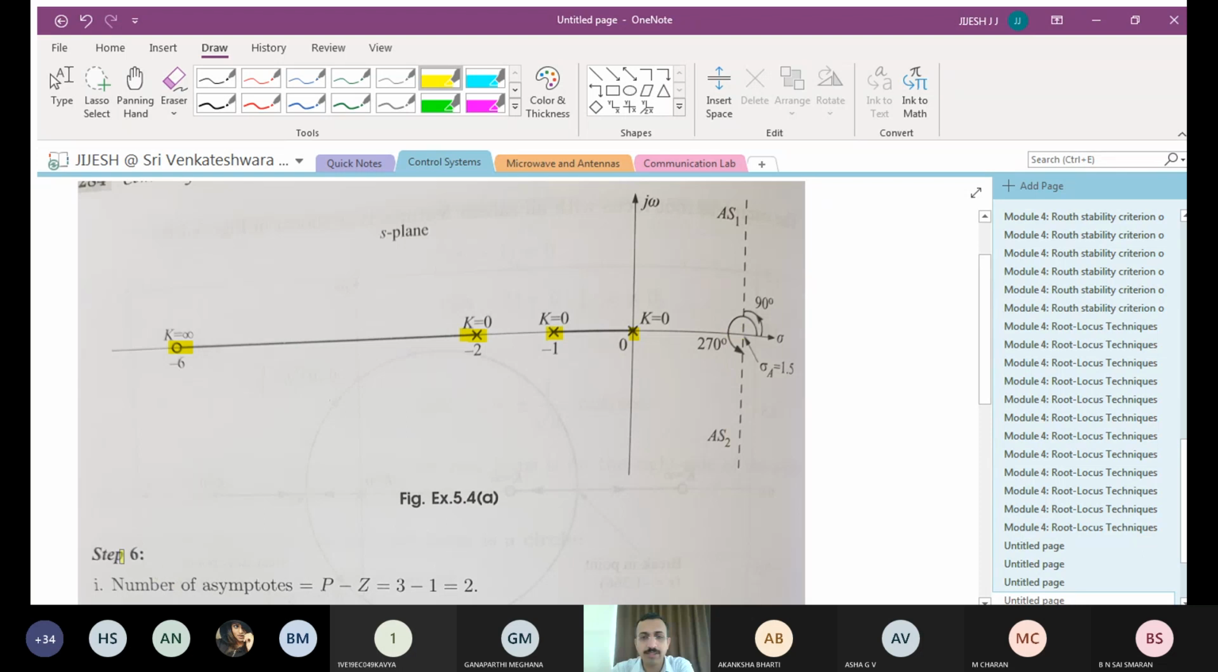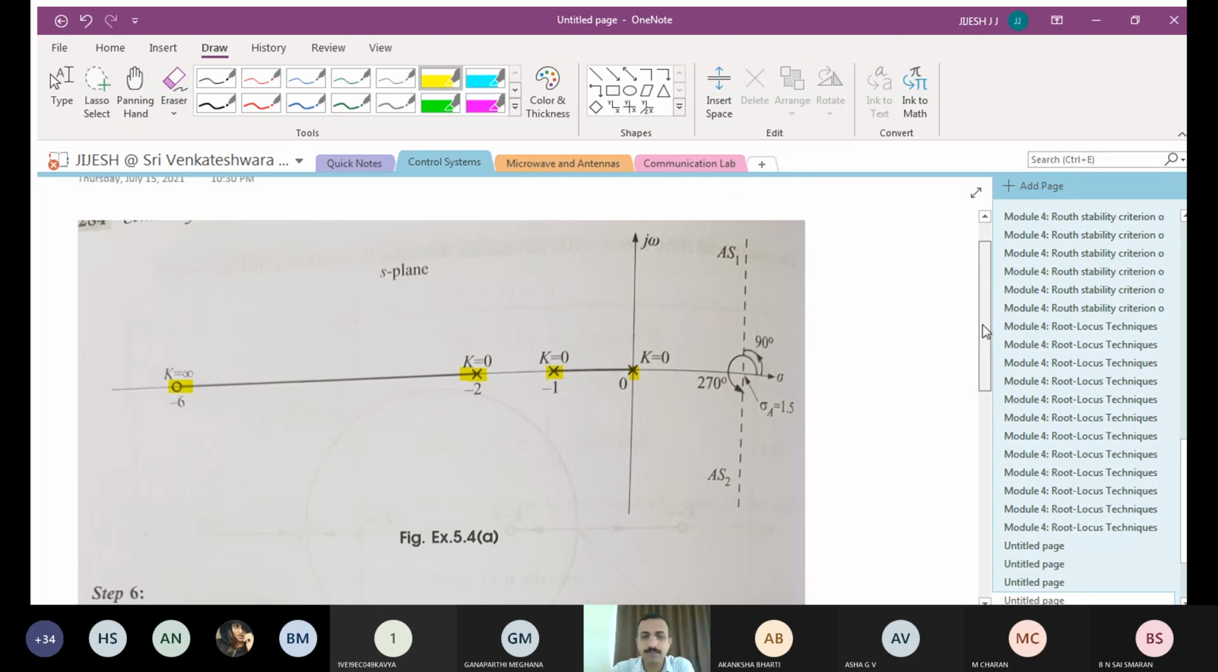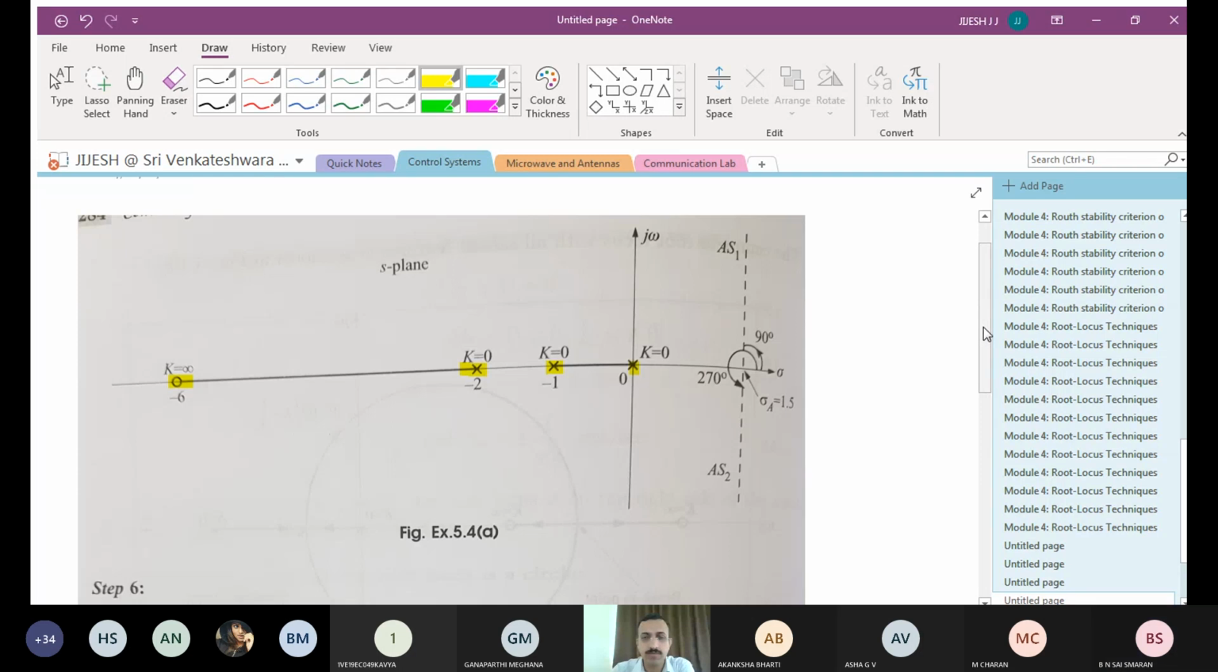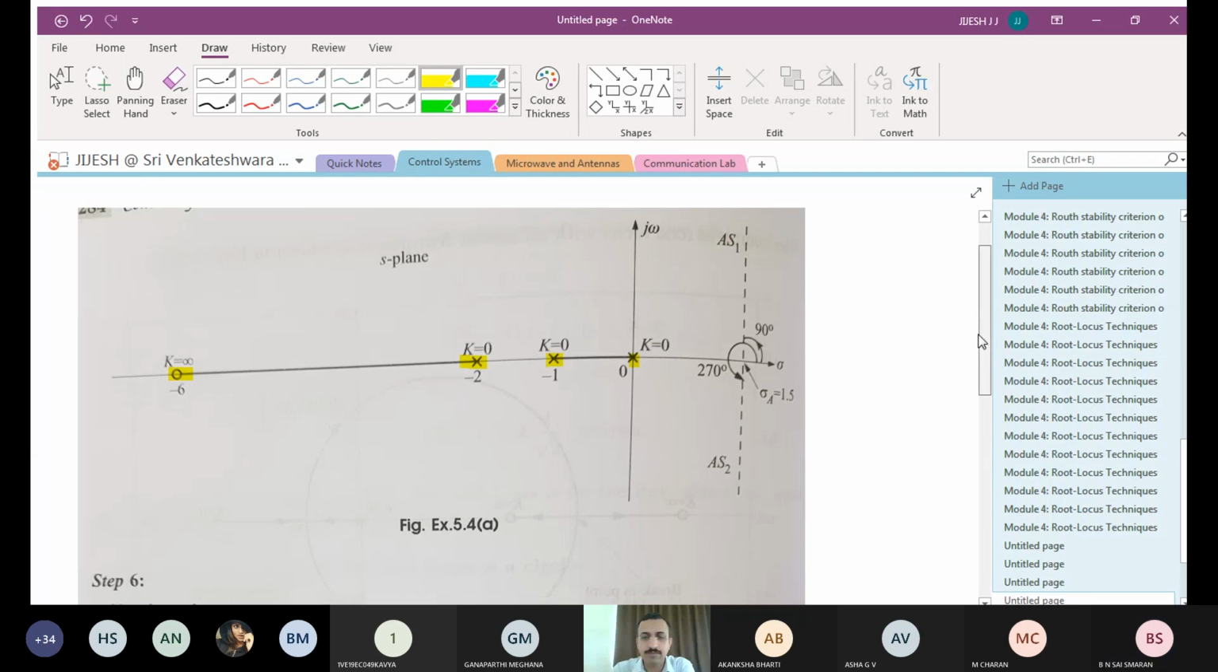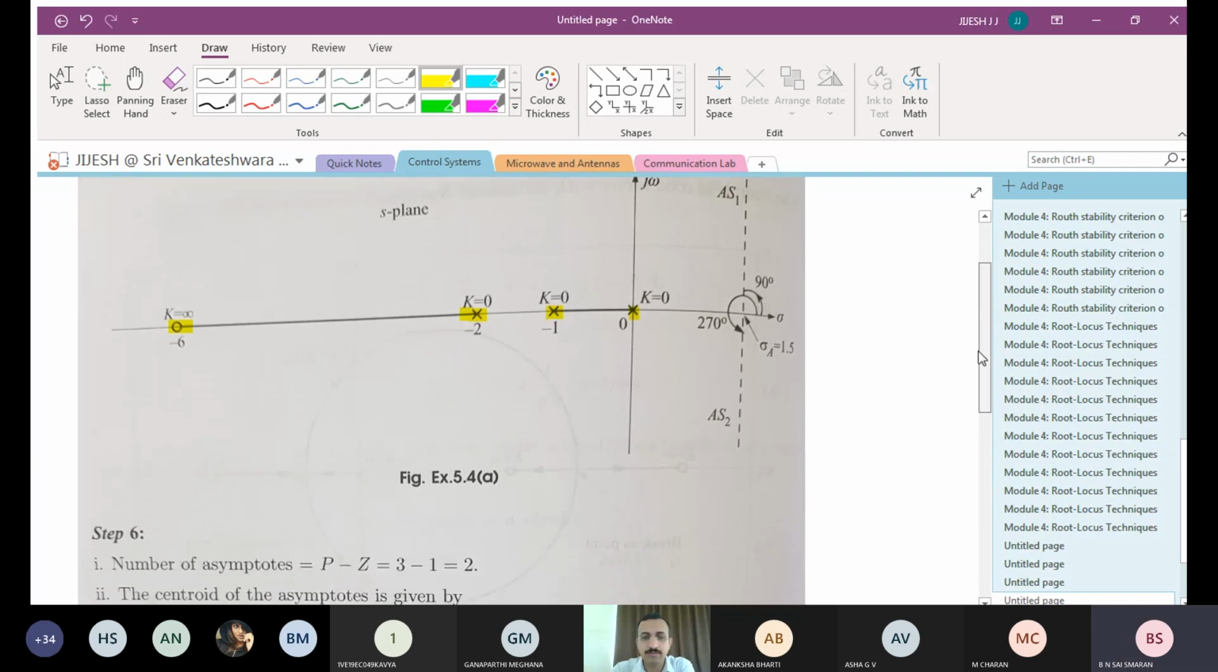So step 6 is the number of asymptotes. How many asymptotes are there here? 2, sir. What is the centroid? 1.5. Find out the angles. 90 and 270, sir. 90 and 270.